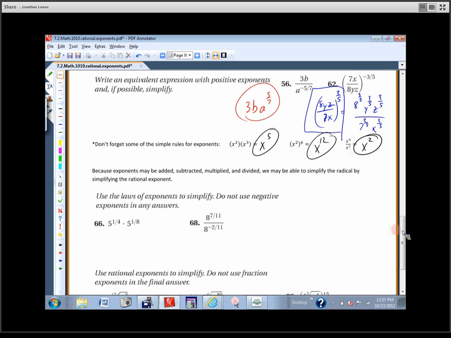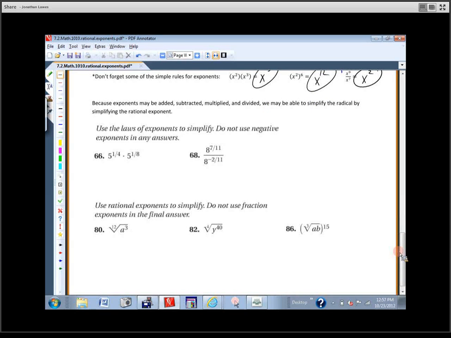Now, I think this is where it gets a little bit interesting. It says, use the law of exponents to simplify. Do not use negative exponents in any answers. Okay, so everybody watch, please. This right now is a 4th root, and this is an 8th root. If I put the two of these together, just like what I had up here, I'm multiplying these together. Product of powers. What do I do with the exponents? I add them together. So this is going to be 5 to the, let's see, I'd have 1/4 and I'd add 1/8. So I've got to figure out what a 4th plus an 8th is.